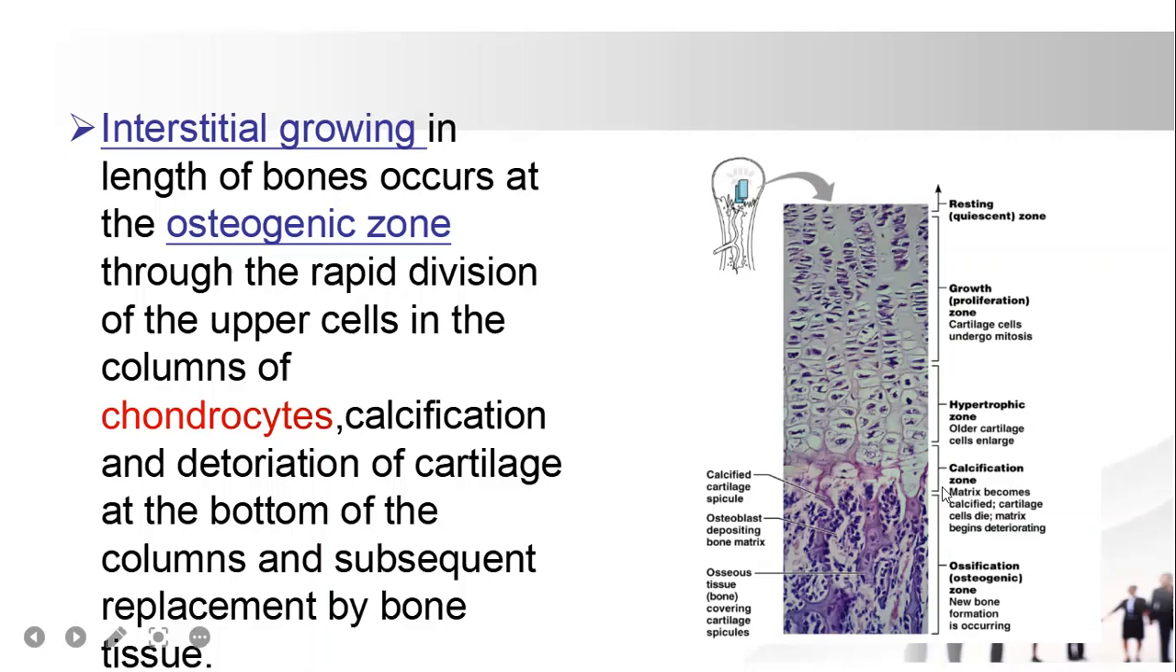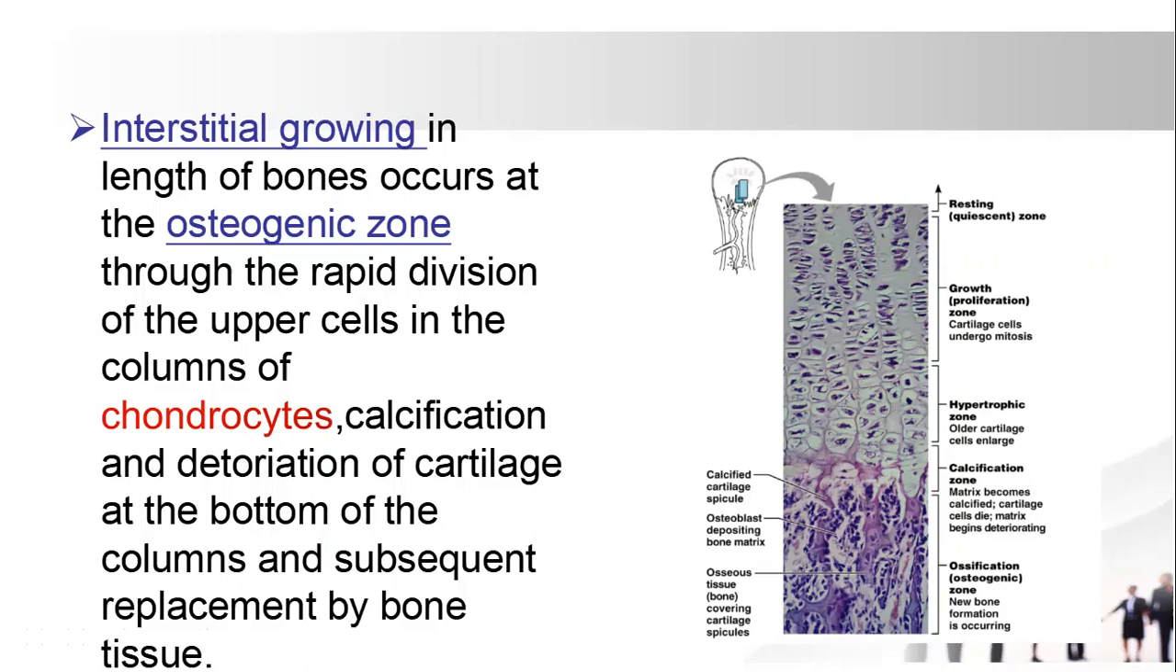Then immediately after that, the matrix becomes calcified and the cartilage cells die. Then the matrix begins deteriorating around here. Then the ossification zone, the osteogenic zone, where new bone forming is occurring. And here we have calcified cartilage spicules right here. Then we have osteoblasts depositing bone matrix right here. Then osseous tissue, or bone tissue, covers the cartilage spicules. And this is how bone grows in length.